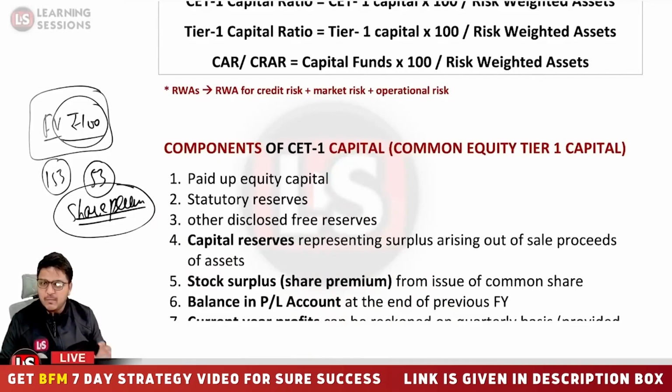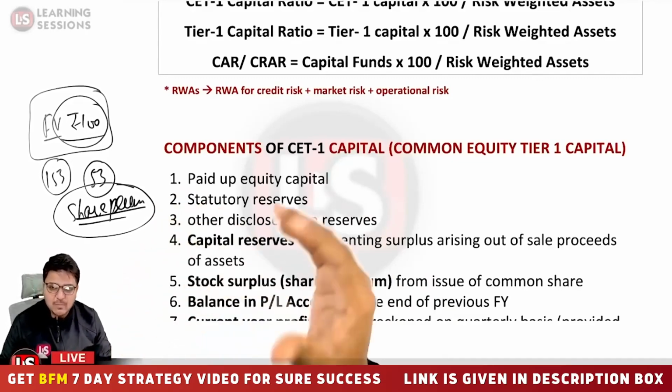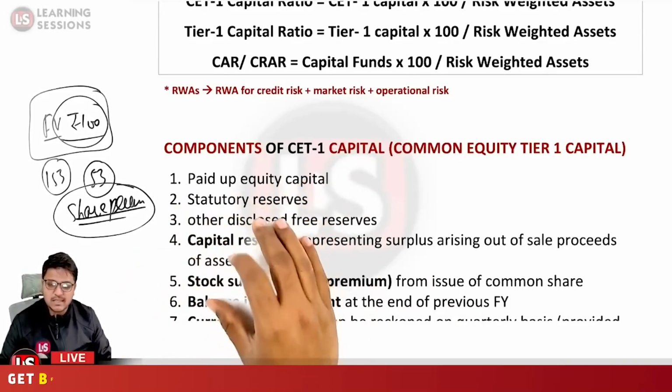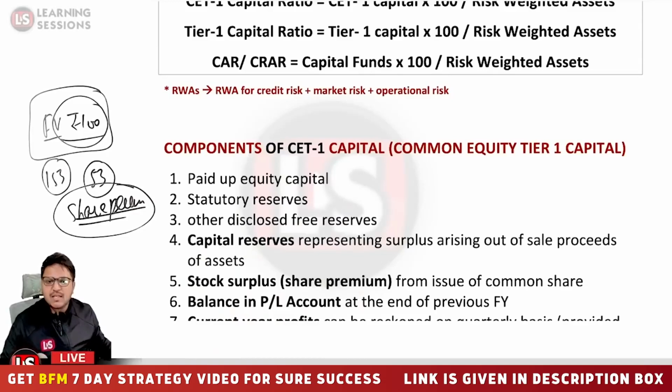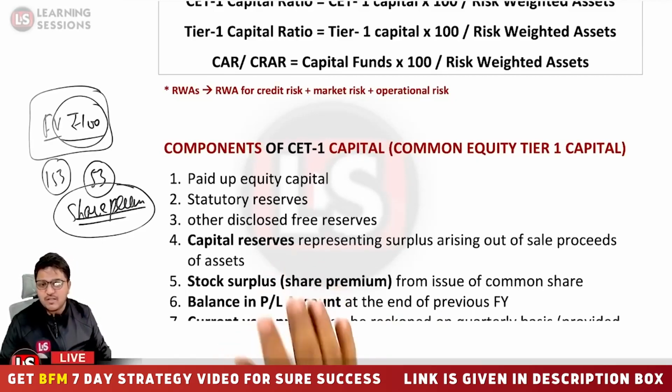Okay. And let me tell you that different types of shares can be issued. It can be the PCPS, the RCPS, PNCPS. What these actually are, I'll let you know about it. Other than that, the balances in the profit and loss account at the end of the previous financial year. So whatever balance was there under the profit and loss account in the previous financial year can also be considered a component of the CET1.